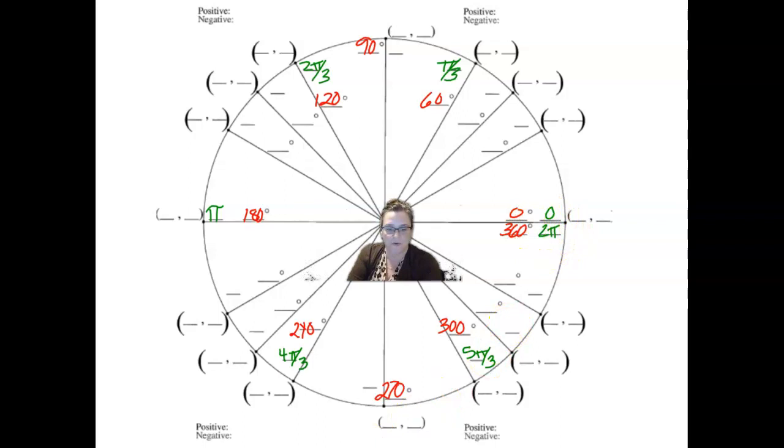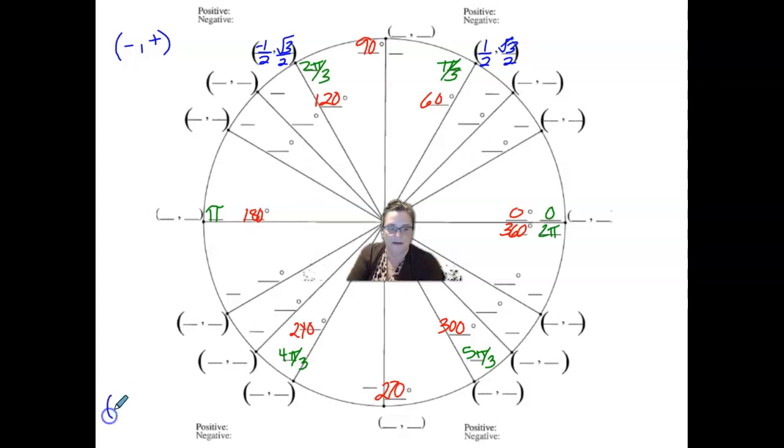Then my coordinates for the pi over 3 reference angle in quadrant 1, that's an x of 1/2 and a y of the square root of 3 over 2. Then we reflect that into quadrant 2, where x is negative and y is positive. So this is a negative 1/2, positive root 3 over 2.